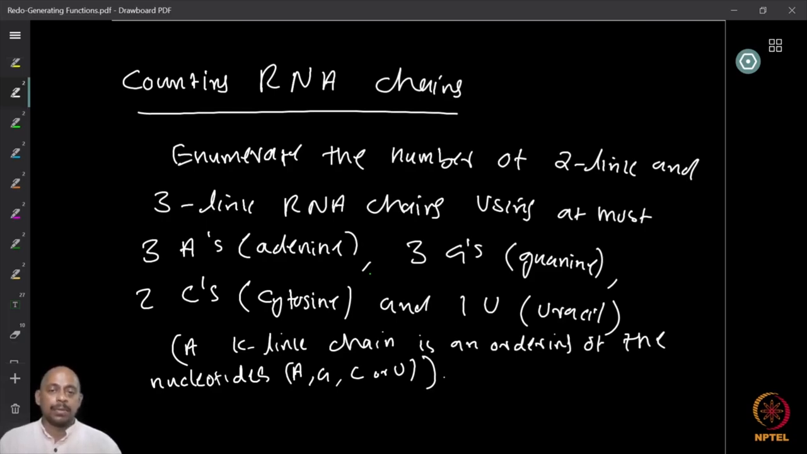So what we are going to do here is to count the k-link RNA chains, where I want to specifically count the 2-link and 3-link chains. Basically, a chain is an ordering of the letters A, G, C, or U, where A, G, C, U represent the nucleotides, which are the molecules. How do we do this? We have the condition that we are allowed to use at most 3 adenine, 3 guanines, 2 cytosines and 1 uracil. These are the only things available, out of which we want to make a 2-link or 3-link RNA chain. So how do you do that?